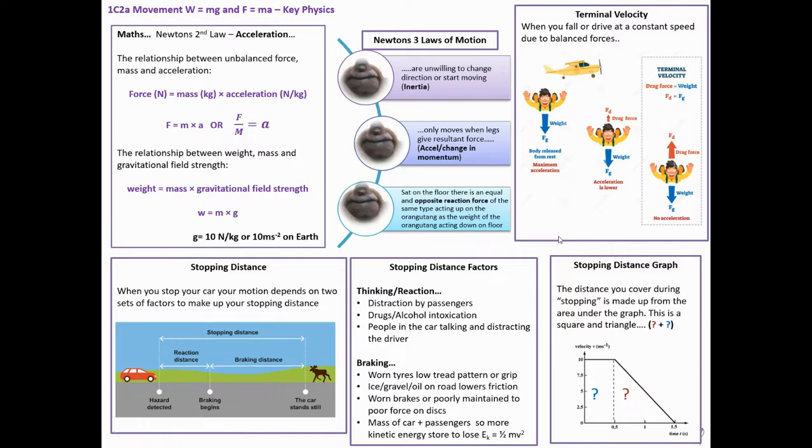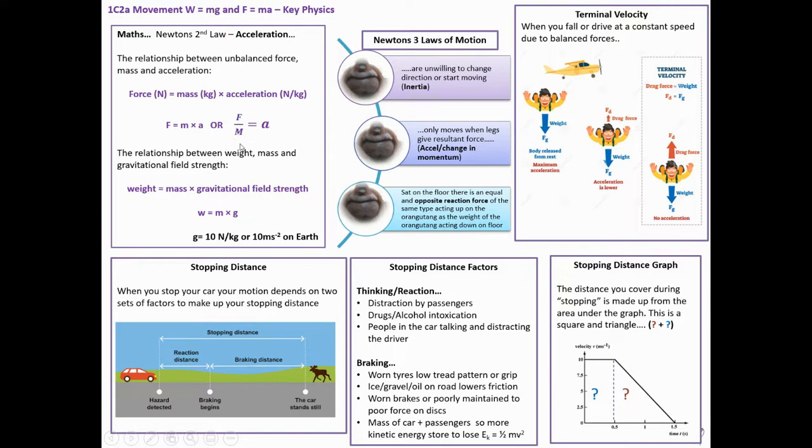Okay, so this is another little summary for this time, section 1C, part 2A, I've put it as, for the iGCSE physics, movement. So we're looking at weight is mg and F equals ma. Key parts are the acceleration formula, F equals ma. I prefer to write it as the ratio of force and mass.